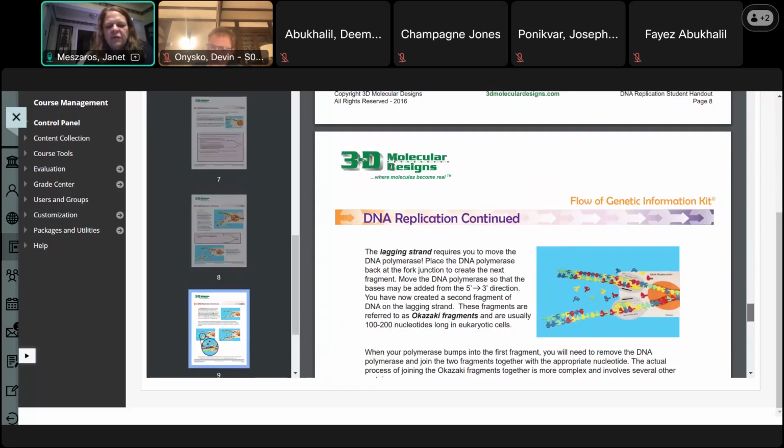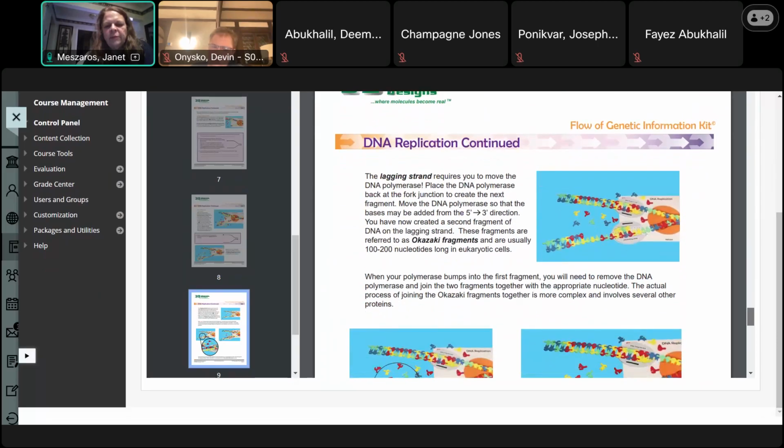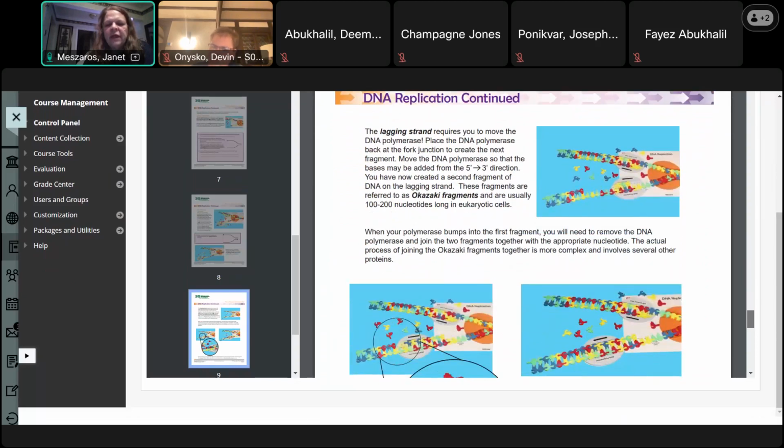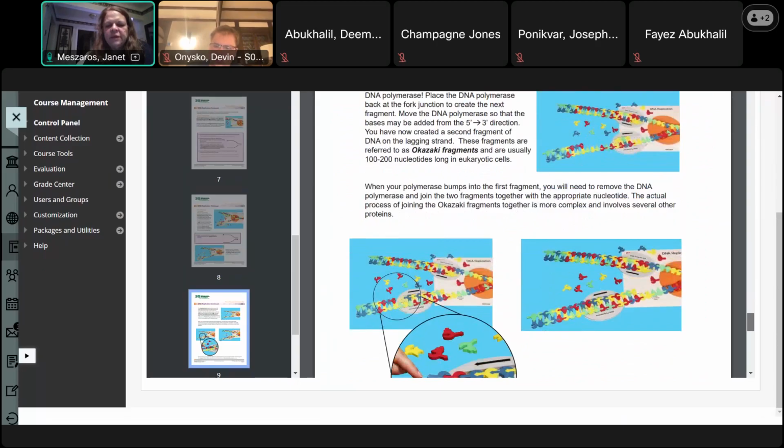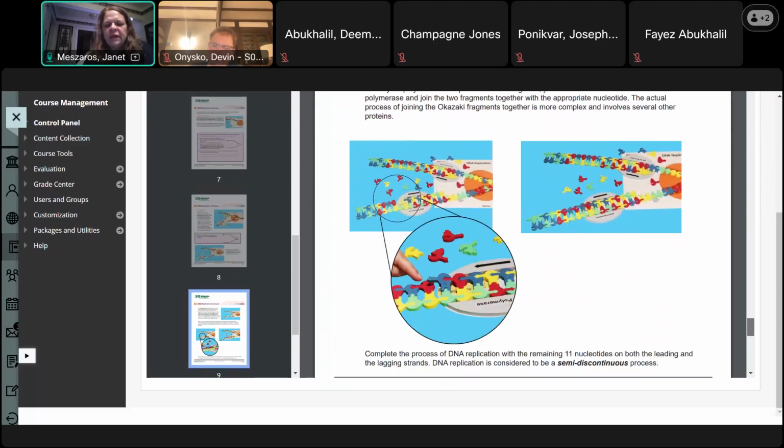These fragments are referred to as Okazaki fragments. That's important. And they are usually about 100 to 200 nucleotides long in eukaryotic cells. When your polymerase bumps into the first fragment, you will need to remove the DNA polymerase and join the two fragments together with the appropriate nucleotides. The actual process of joining the Okazaki fragments together is more complex and involves several other proteins. So they're just showing you how you're replicating the DNA.